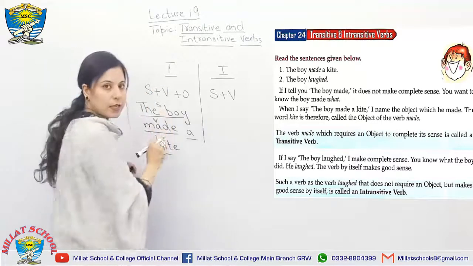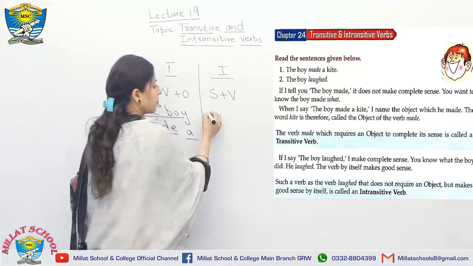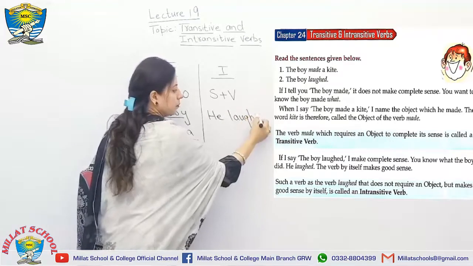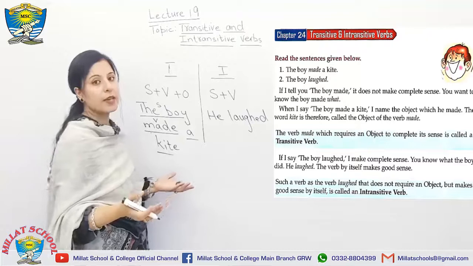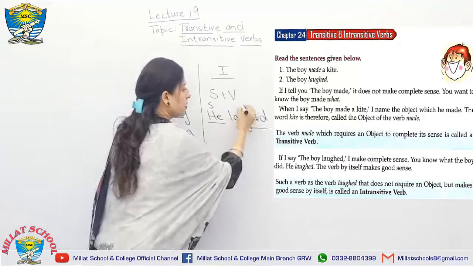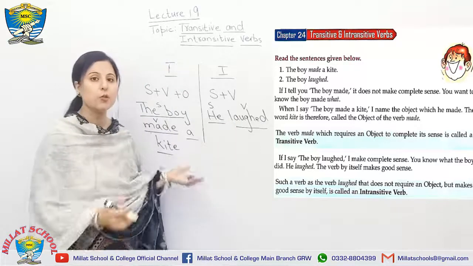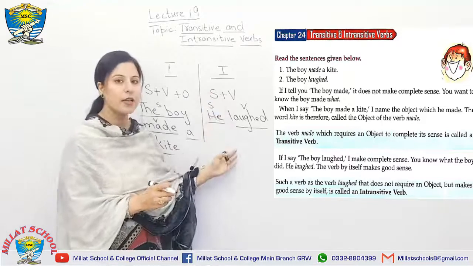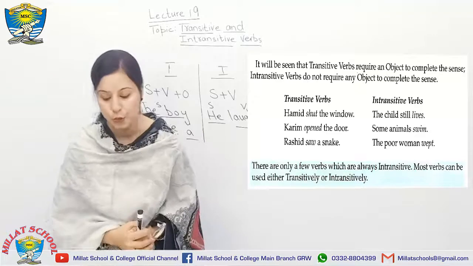And in intransitive verbs, there is only one thing, that is, he laughed. It doesn't need any object. No object has been required here. It is the subject and this is the verb. Only by using subject and verb we can use this category also. This is known as your intransitive. Now transitive and intransitive is clear to you all.